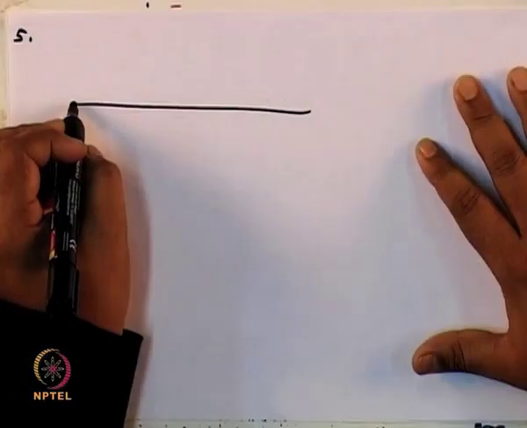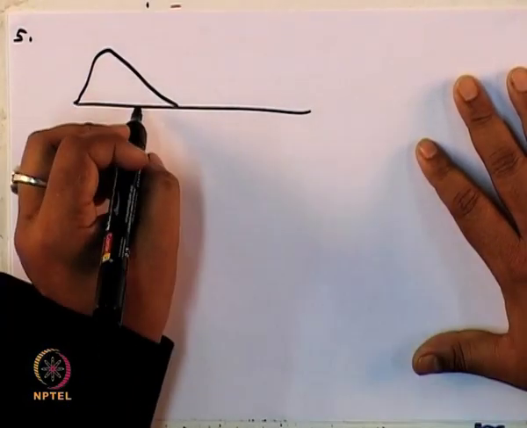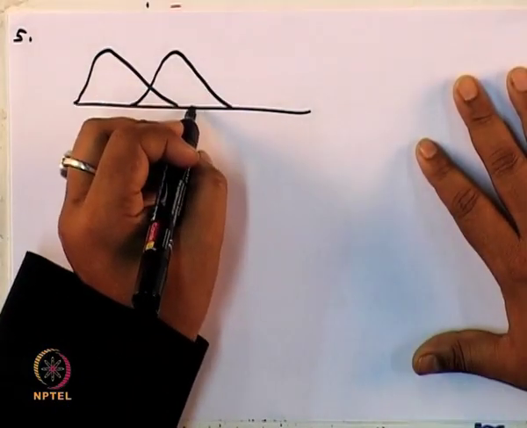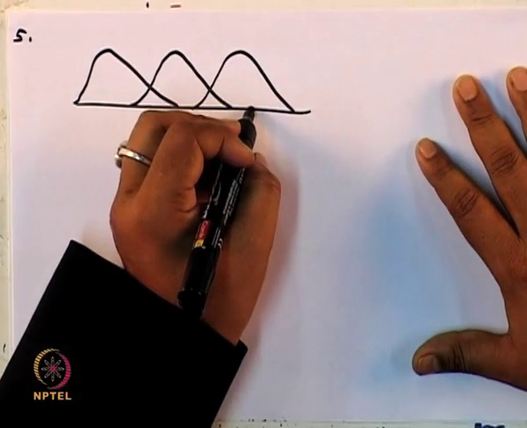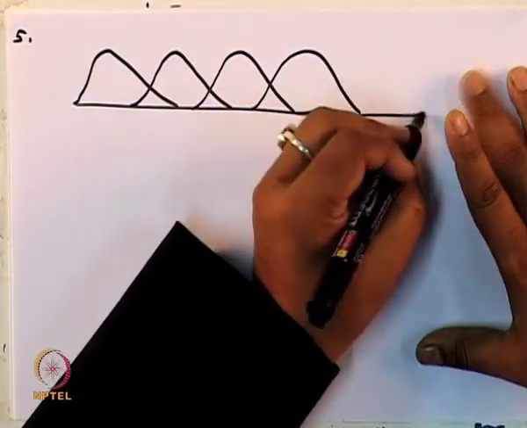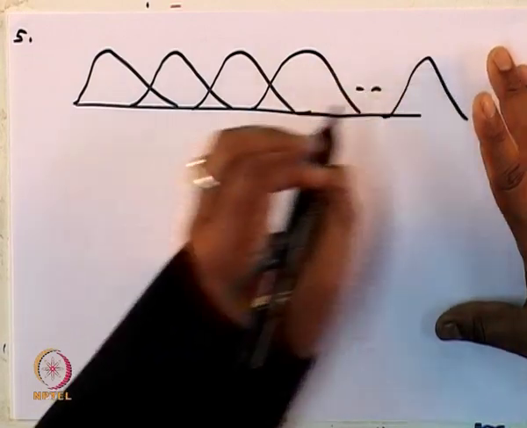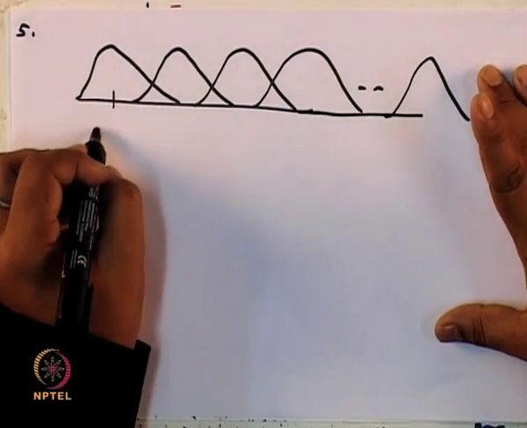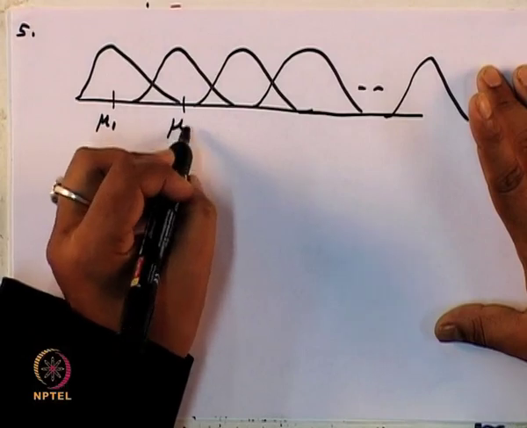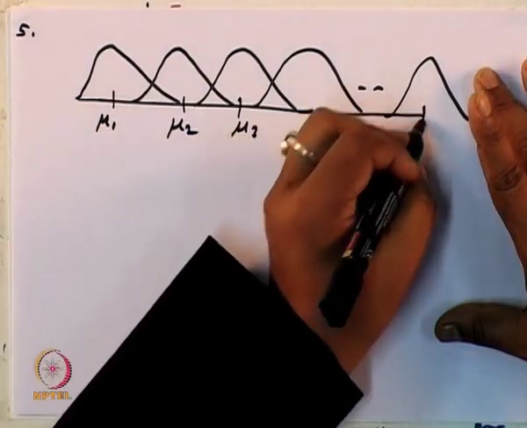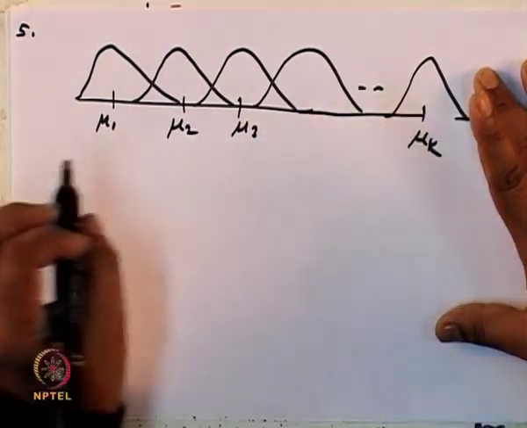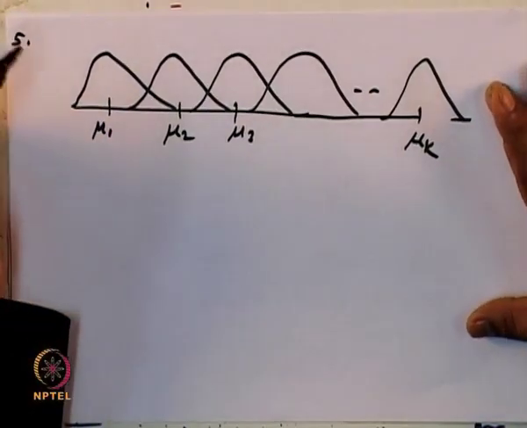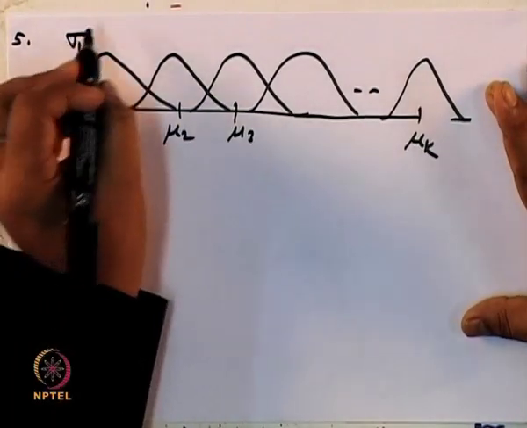So, what do we do in ANOVA? Let us say here you have mu 1, mu 2, mu 3, up to mu k. Each of these populations has the same variance.